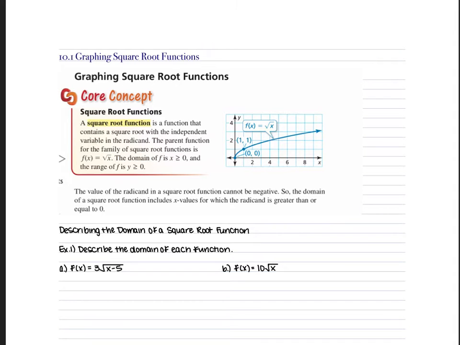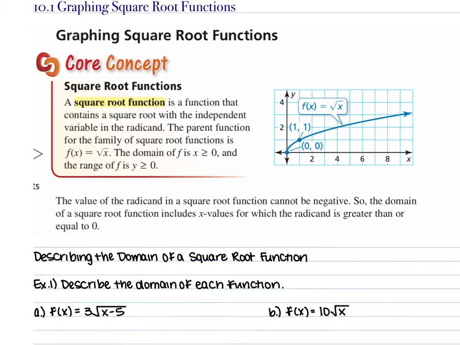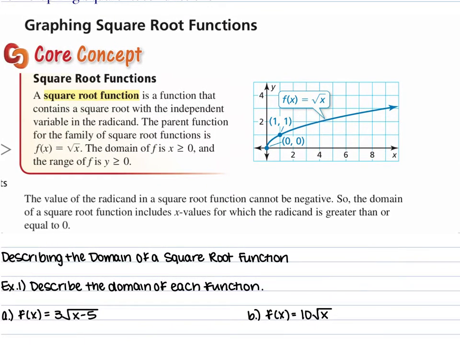So 10.1 goes over square root functions. Again, we're not going to be graphing any of these. What you do need to know is what the parent function of the square root function looks like, which is what you see here in this coordinate plane. So any square root function that is just the square root of x, f of x is equal to the square root of x, looks like what you see on this coordinate plane.